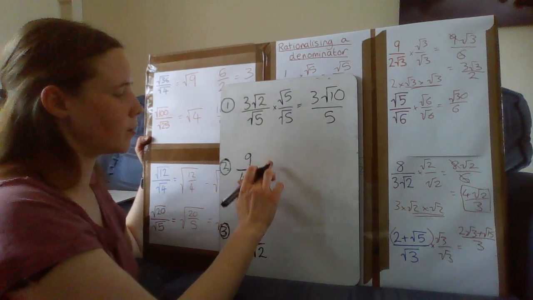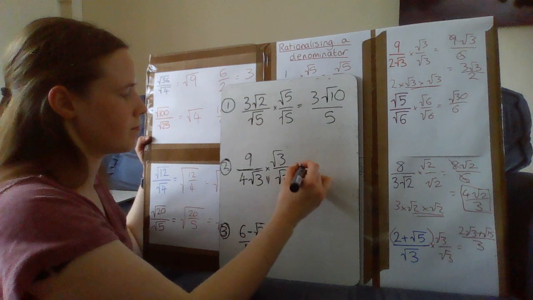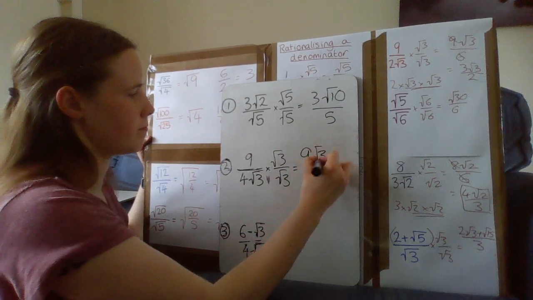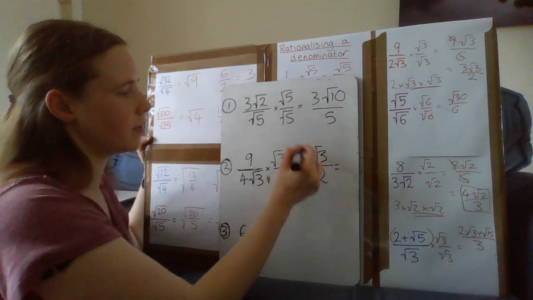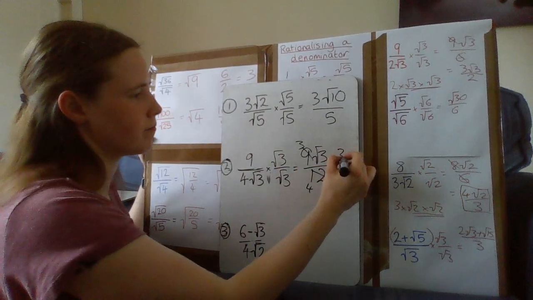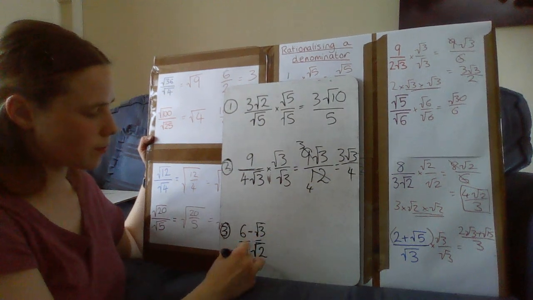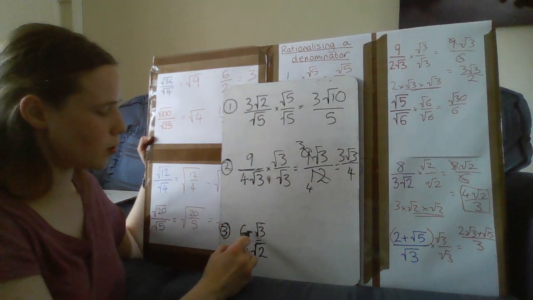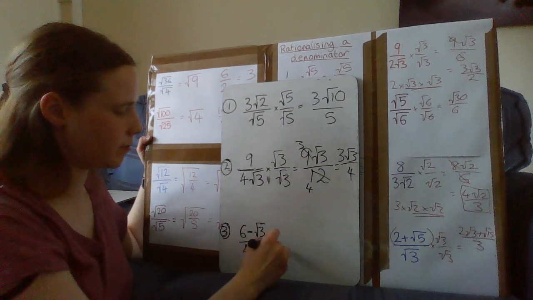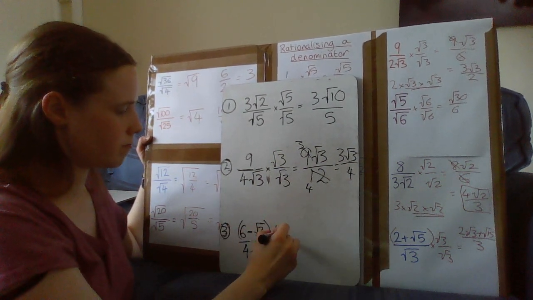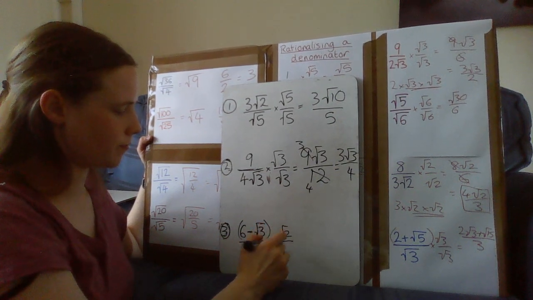Second one, I'm timesing top and bottom by root 3. I can cancel by dividing both by 3. And then this one. Now I'm timesing by 4 root 2, but because this on the top says 6 minus root 3, I'm going to put a bracket in, okay? Sorry, just timesing by root 2.